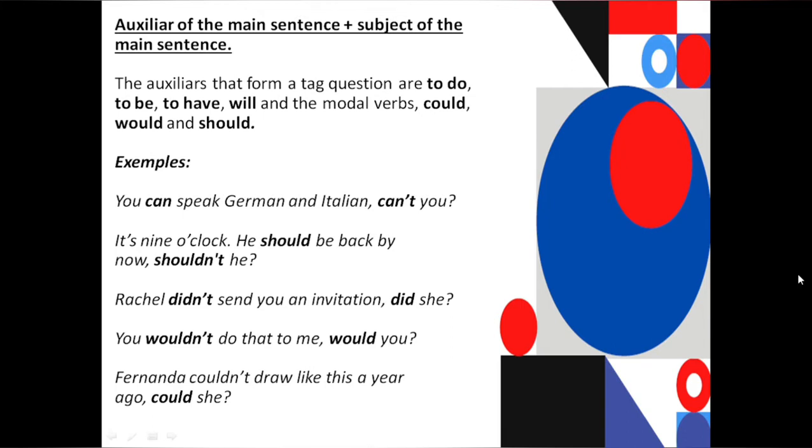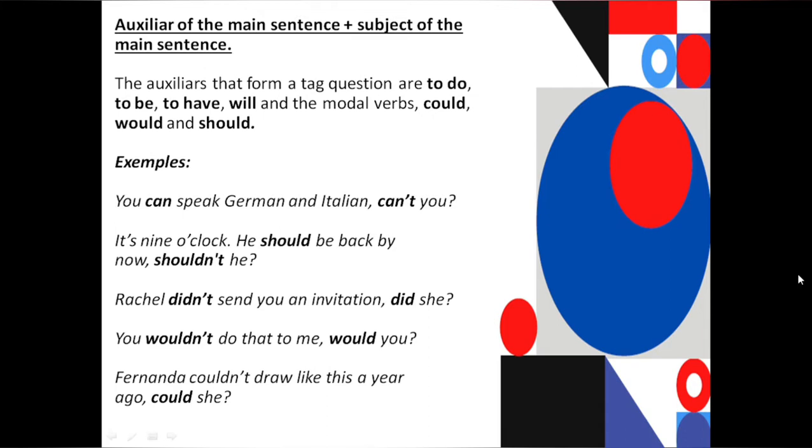Examples. You can speak German and Italian, can't you? So you can speak German and Italian, but I'm not sure. Can't you? So I want to confirm that you can speak German and Italian. This comma is very important, guys. It's like the pause that you give to confirm the information. So you can speak German and Italian, pause, the comma, can't you? I want to confirm if you can or you can't.